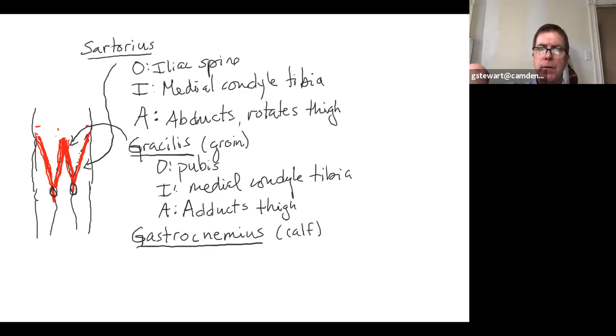If here's the lower leg, there's the heel of the foot. I'm running out of space on my whiteboard, and I'll do one on this side. So we're looking at the posterior side of somebody's leg.